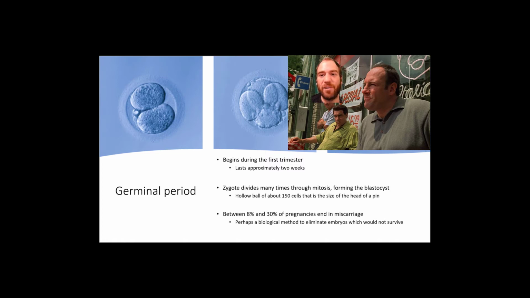blastocyst, not a Blastoise, that's a Pokemon. A hollow ball of about 150 cells that is the size of the head of a pen. Between 8% and 30% of pregnancies end in miscarriage. So the idea here is that, in a species-wide natural selection kind of way, the organism understands that it will not survive outside the womb, so therefore it aborts, to limit genetic mutations or some kind of issue that can mess up the species. That's the theory here.